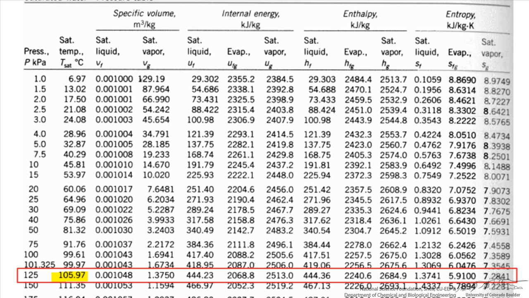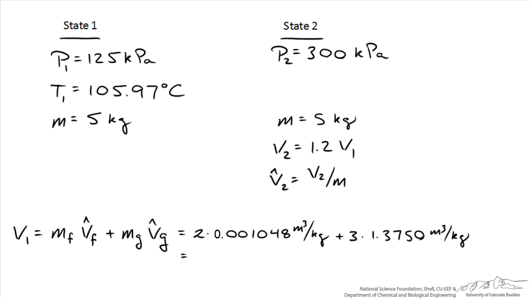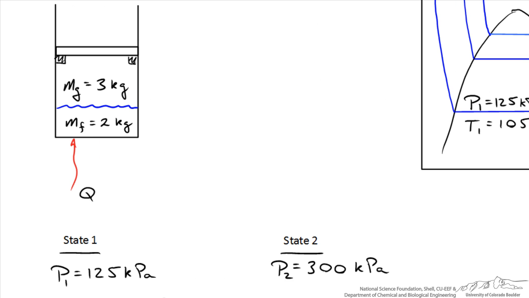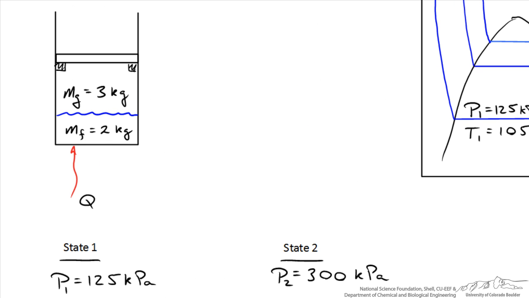And at a pressure of 125 kilopascal, the specific volume for the saturated liquid is 0.001 cubic meters per kilogram, and the saturated volume for the vapor is 1.3750 cubic meters per kilogram. And what I come up with when I plug in numbers is 4.127 cubic meters, and that's the volume at the initial state. So that's the total volume of the liquid and the vapor beneath this piston before it starts rising.